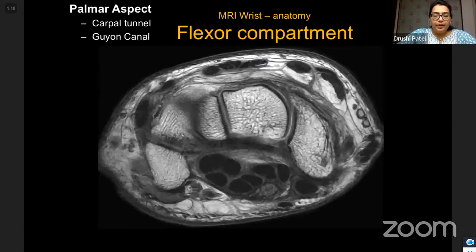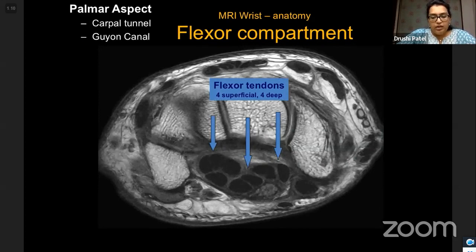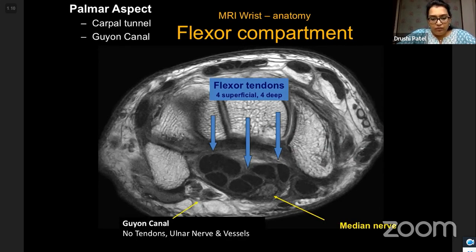Now coming to the flexor compartment. The flexor compartment comprises the flexor tendons, flexor digitorum superficialis and profundus. There is a median nerve. There is a Guyon's canal, which has ulnar nerves and vessels. And there is a flexor retinaculum, which encases the flexor digitorum tendons and the median nerve.